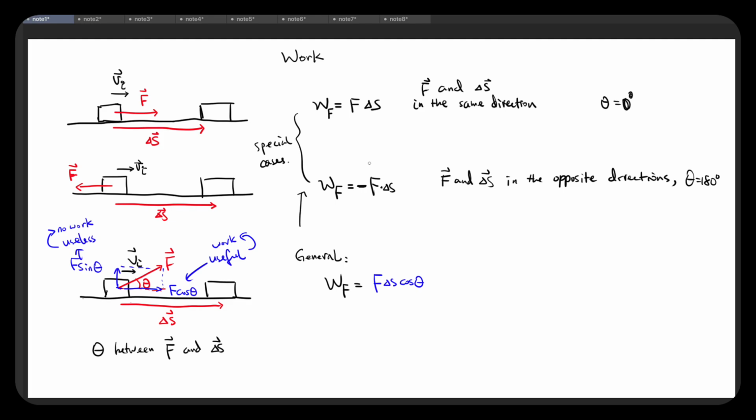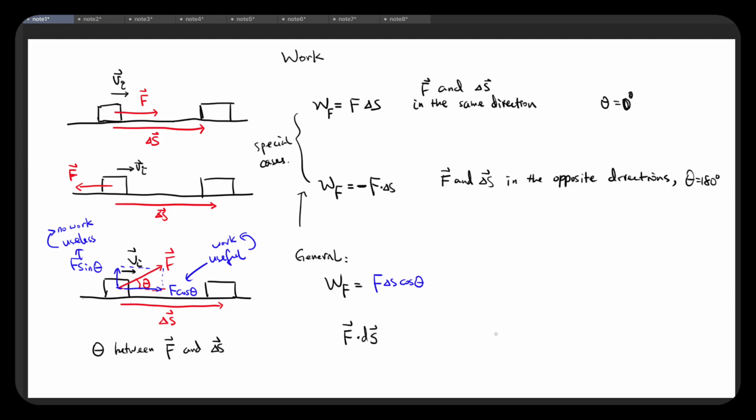Now to summarize the work definition: work is defined as the force dot product displacement, right? I also want to make this definition general, so I want to say that there's an infinitesimal displacement, ds.